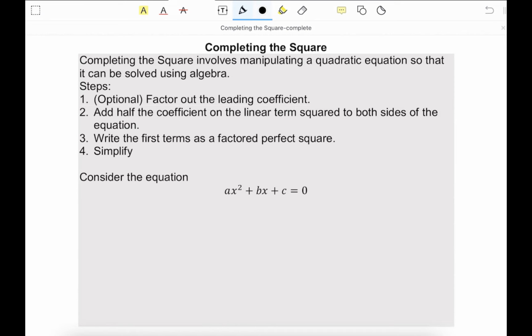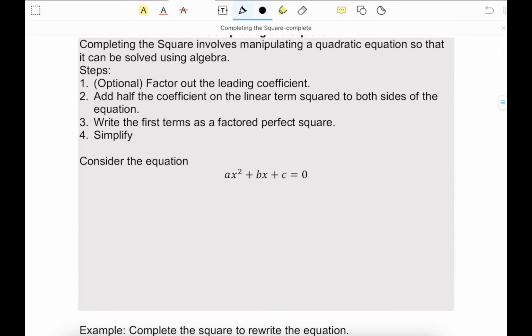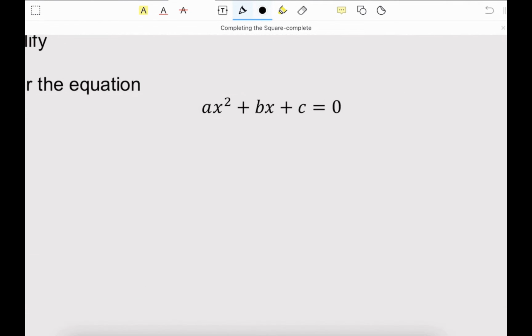Completing the square is a way of rewriting a quadratic equation, and I will show you here how to write or how to complete the square using just general numbers, which are going to be represented by the letters here. So the first step here is to factor out an a.